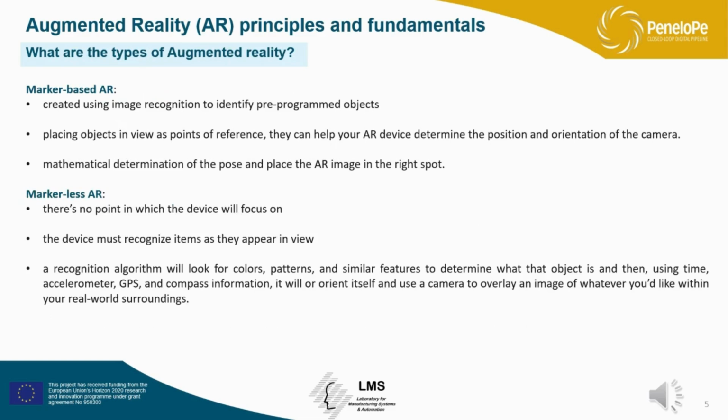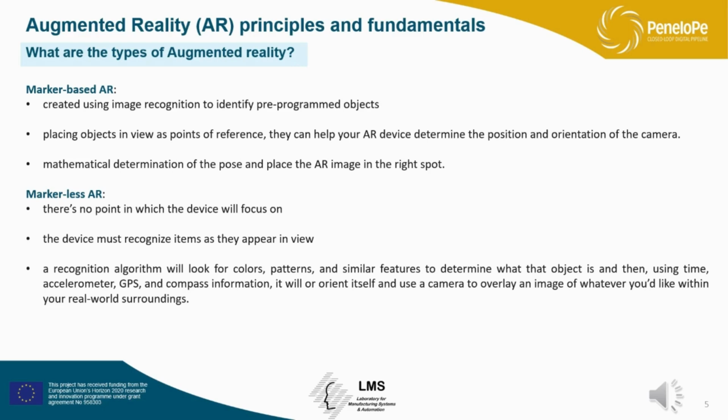There are two types of augmented reality. The first one is marker-based AR, and the second one is markerless. As for the first one, it is created using image recognition to identify the programmed object. What we need for this type of AR is to place objects in view as points of reference that can help the AR device determine the position and orientation of the camera. Then, a mathematical determination is needed for the pose and the placement of the AR image in the right spot.